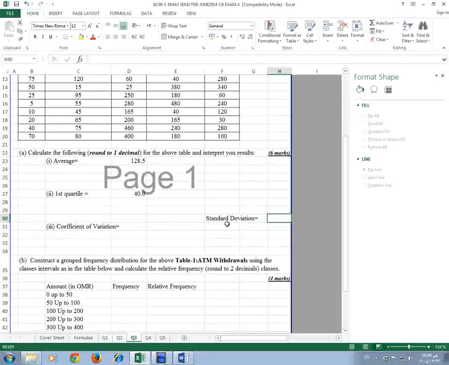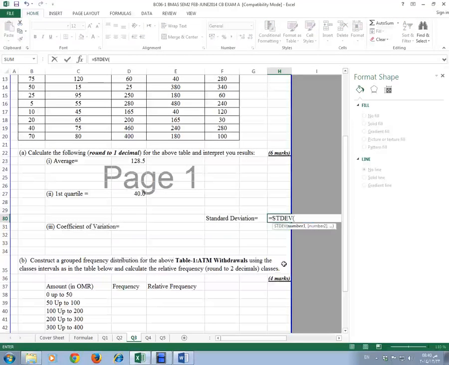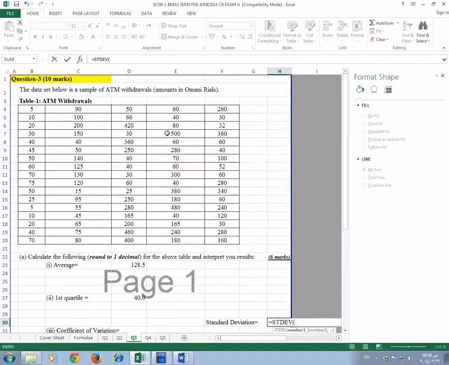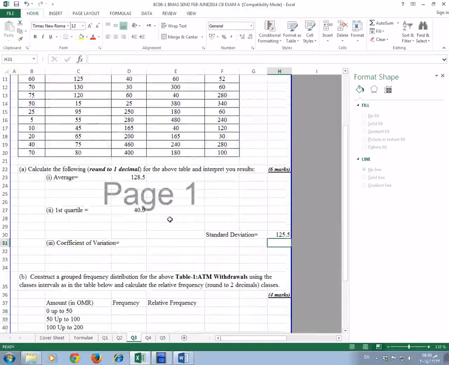Standard deviation, so the formula for standard deviation is equal ST, the first two letters of standard and the last two letters of deviation, so ST, and then this one is the standard deviation. Double click that instead of writing it all. Then highlight the data, press enter, and this will give you the standard deviation for the data.